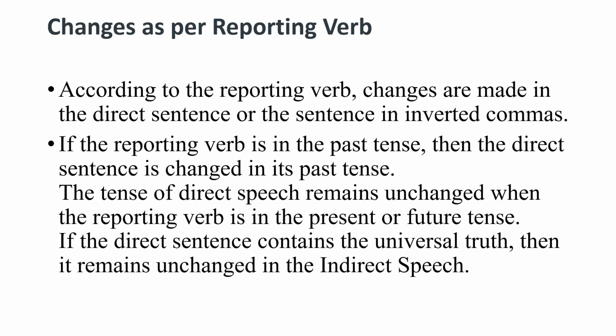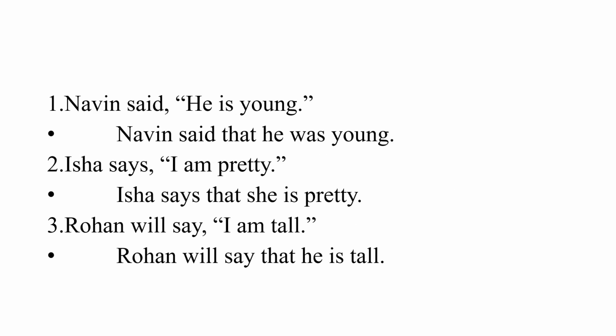According to the reporting verb, changes are made in the direct sentence, or the sentence in inverted commas. If the reporting verb is in the past tense, then the direct sentence is changed into its past tense. The tense of the direct speech remains unchanged when the reporting verb is in the present or future tense. If the direct speech contains a universal truth, then it remains unchanged in the indirect speech.